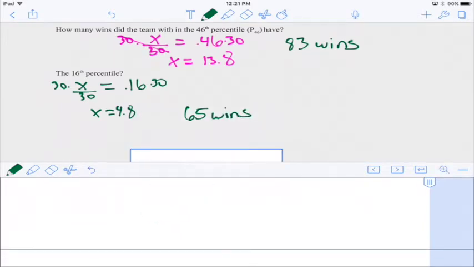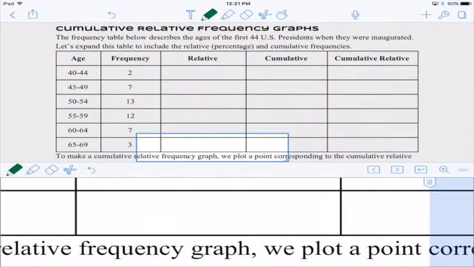Okay, moving on. So percentiles are not that hard. We're not going to do too much with them. You just need to kind of understand what they're all about. We'll kind of hit those again later. But now we're going to talk about cumulative relative frequency graphs.